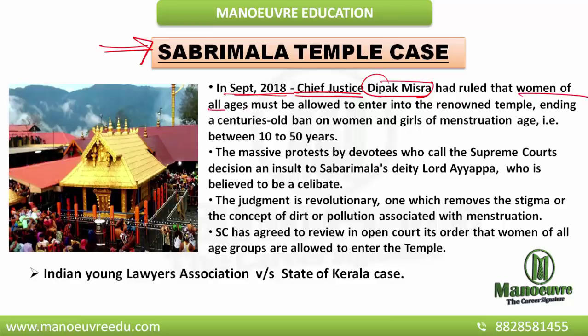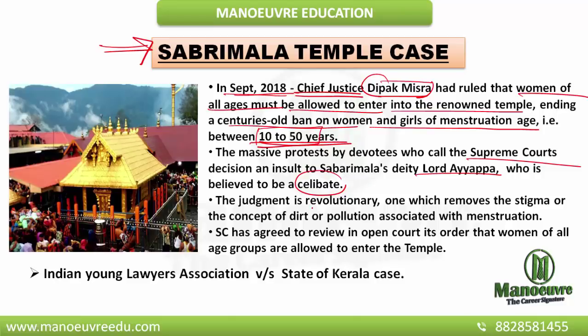women of all ages must be allowed to enter into the renowned temple, ending a centuries-old ban on women and girls of their menstruation age, that is between 10 to 50 years. There was massive protest by devotees who called the Supreme Court decision an insult to Sabrimala's deity, Lord Ayyappa, who is believed to be a celibate, and therefore women and girls of menstruation age are not allowed into the temple.